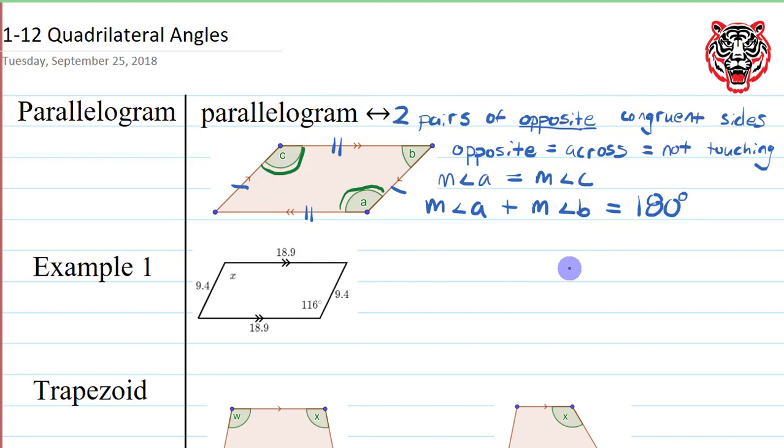So if you want an easy way to remember this: if two angles are adjacent, they add up to 180. If they're opposite, they are equal. You have it in the notes here.